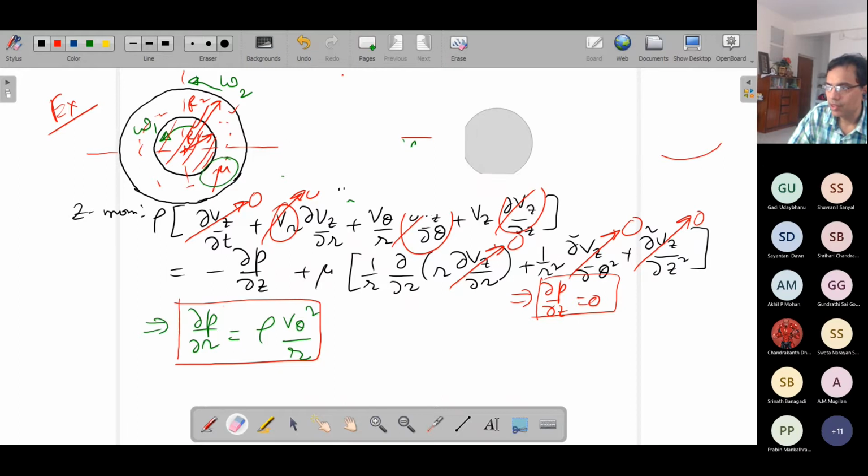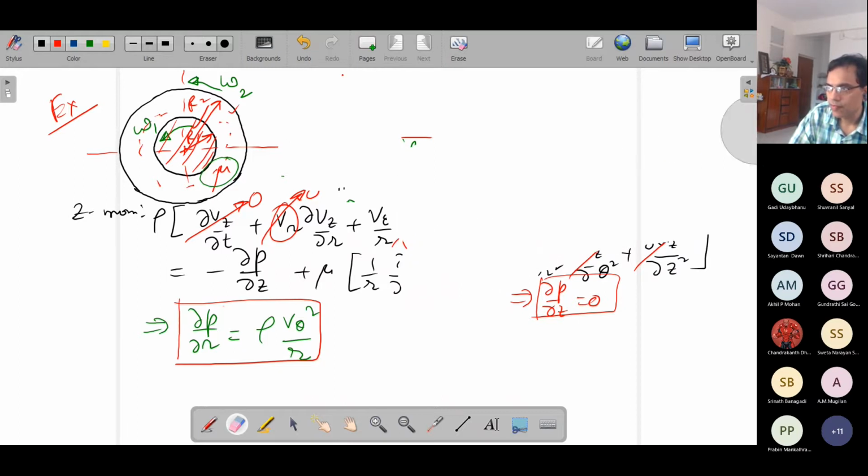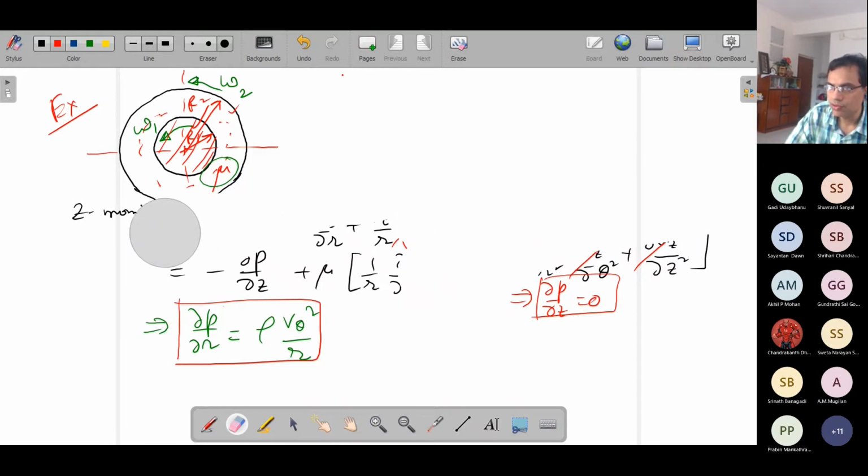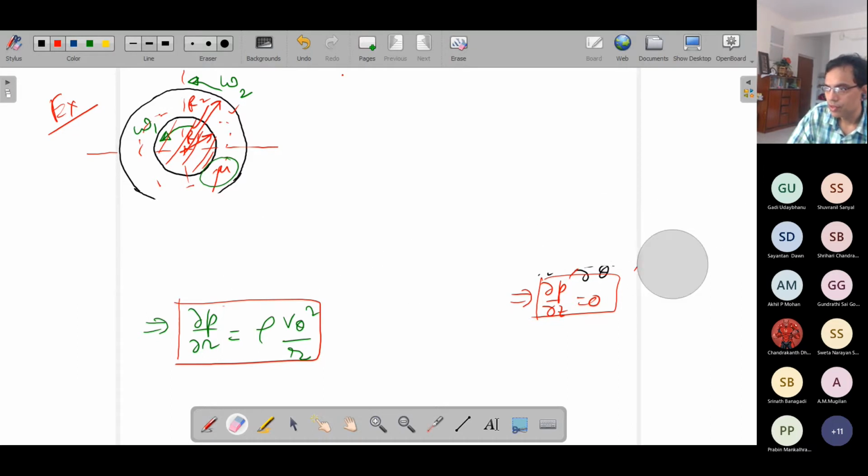So let me just clean up this space, except for the final equations that we will keep, other ones we will clean up. And here we will write this one, the theta momentum.